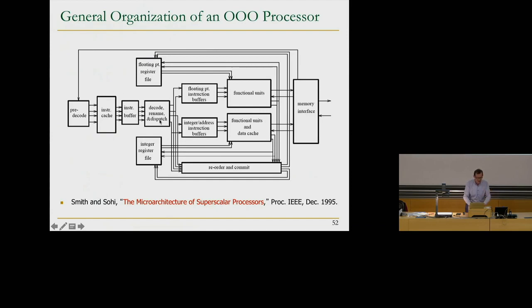So this is from your reading, and this is essentially what we discussed, although there are other things over here that you don't necessarily need to know at this point. This is the decode, rename, dispatch logic, and you send instructions to these buffers that are essentially the scheduling window. These are the reservation stations, and then they access the functional units, and this is the reorder and commit. And you can see that there's a single register file over here. There's floating point and integer, but there's a single physical register file.